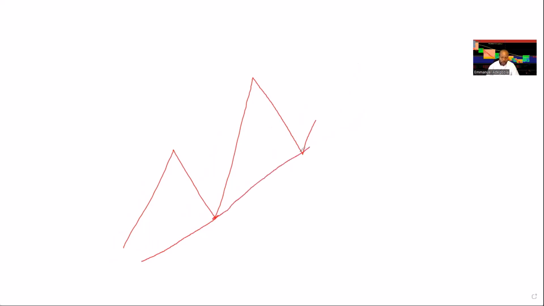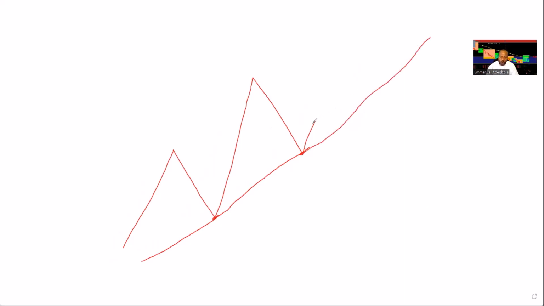Okay, let me draw it all over again. So we have higher high, higher low, higher high, higher low, and let's say we have this. So what you do, you draw this trend line like this to touch this. This is the first touch, and the second touch. Okay, second touch. Now you don't know where the third touch will be. Just extend this line.